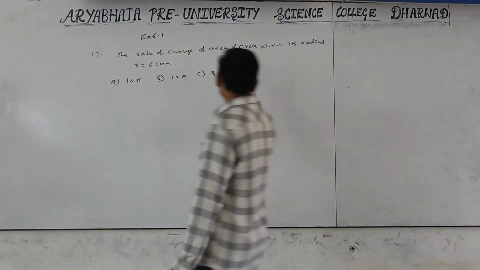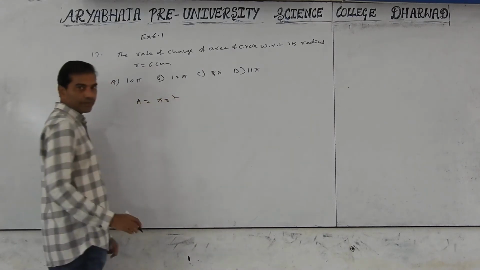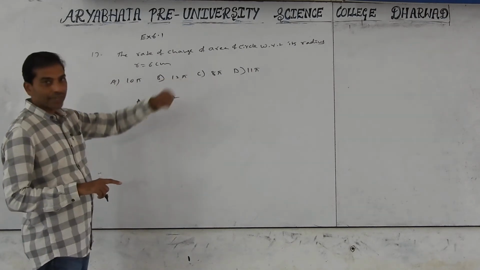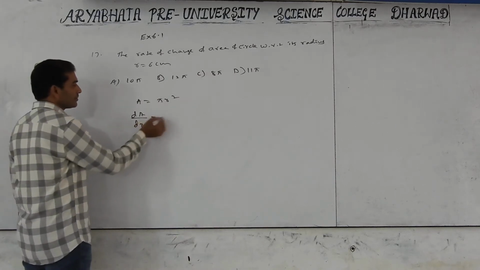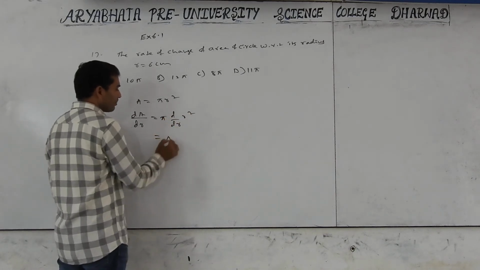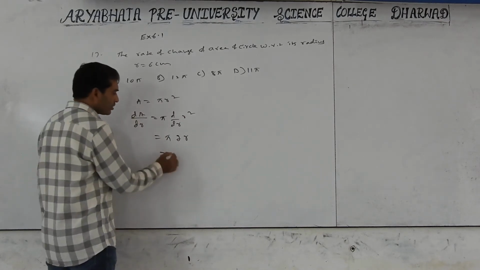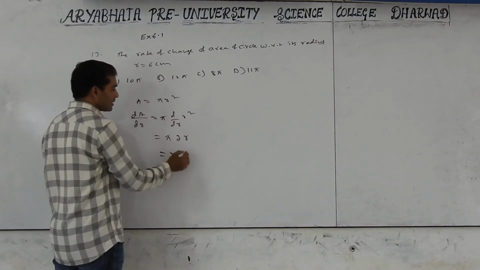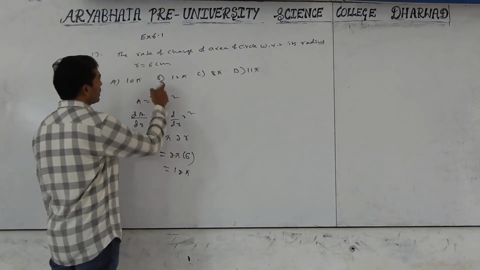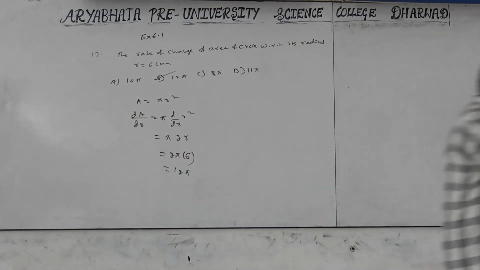The rate of change of area of a circle with respect to radius. The area of a circle has the formula pi r square. We should find dA by dr, not dt, with respect to radius. Pi is constant, d by dr of r square. Pi into the differentiation of r square is 2r, and the derivative of r with respect to r is 1. So 2 pi r with r equal to 6 is 12 pi centimeters per second. This is the option. And in this topic, the exercise is over.